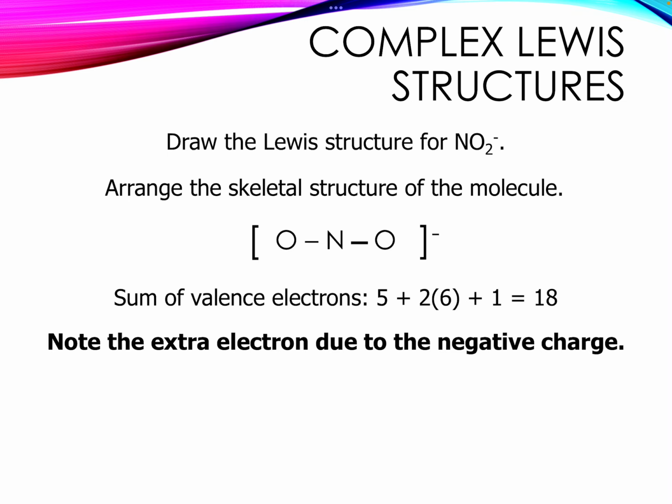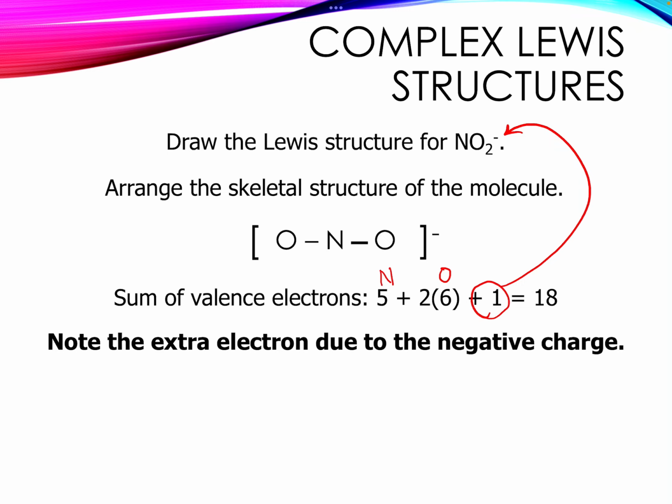Then we are going to add up the valence electrons. So we have 1 nitrogen, 2 oxygens, and then do you see this +1? You'll notice, what is that plus 1 doing? Because the 5 came from the nitrogen, the 2 times 6 from the oxygens, and this plus 1 is from this minus charge up here.